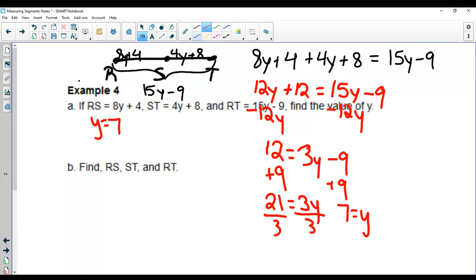Okay? That's the first part. Now, look at the second part. It wants RS, ST, and RT. So, what now we got for y, we're going to plug it back into everything. So I'm going to clean my screen up a little bit.